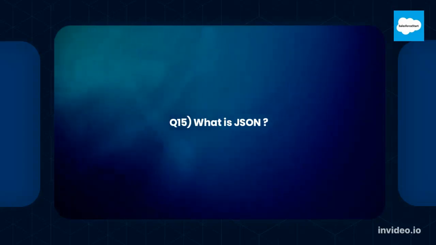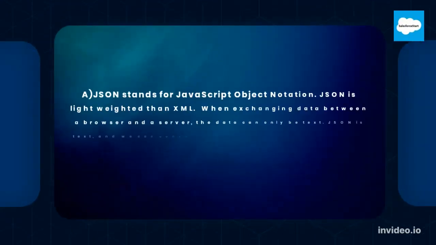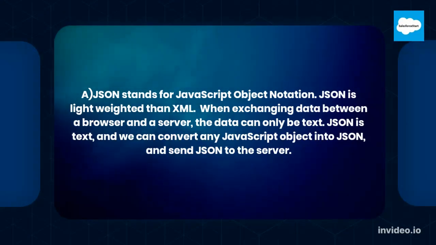Question number 15. What is JSON? Answer. JSON stands for JavaScript Object Notation. JSON is lightweight compared to XML. When exchanging data between a browser and a server, the data can only be text. JSON is text, and we can convert any JavaScript object into JSON, and send JSON to the server.